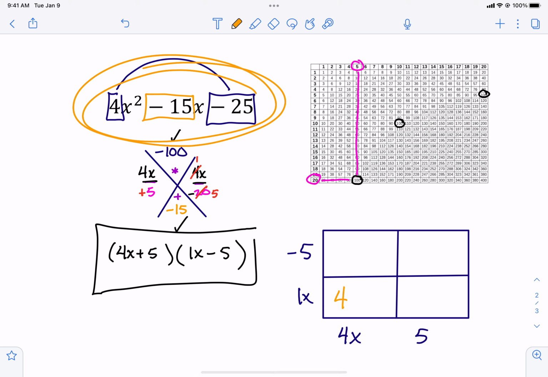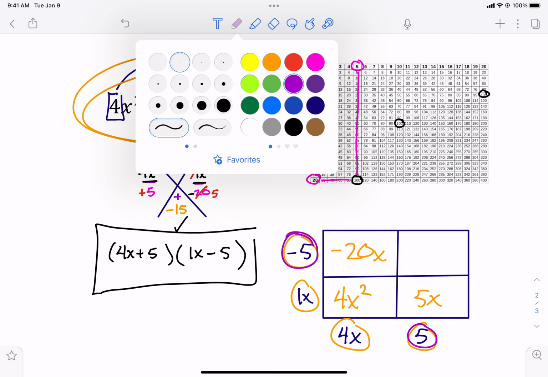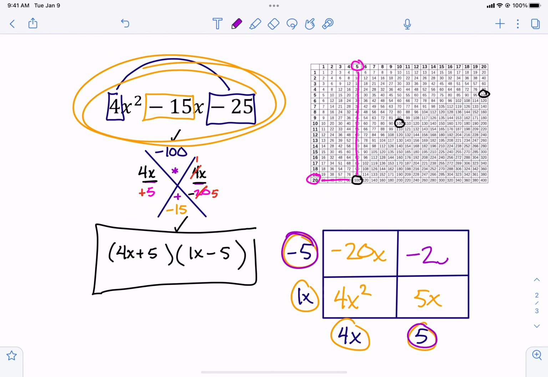1x times 4x, remember that's going to be 4x squared. 1x times 5 is going to give us 5x. Negative 5 times 4x is going to give us negative 20x. And then last but not least, if I take negative 5 times positive 5, this gives us negative 25.